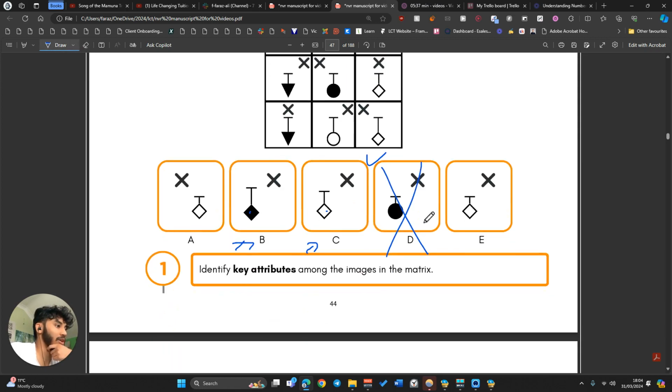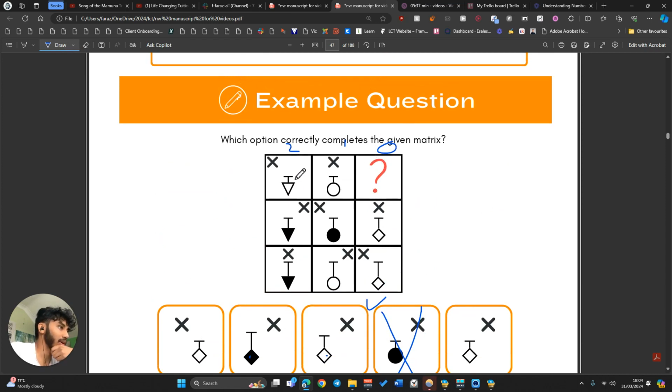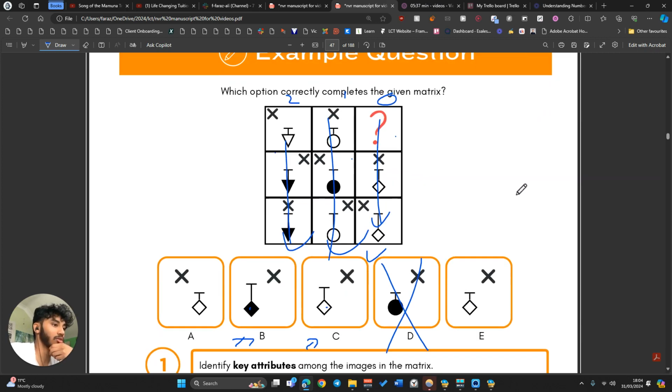Yeah, that's probably it. That's the only one I can think of. What seems to be happening is, downwards across the columns, there's 2 blacks on this side, 1 black on this one, and then there should be no blacks on the last one. So that will give me C and E left, and there is a difference between C and E.